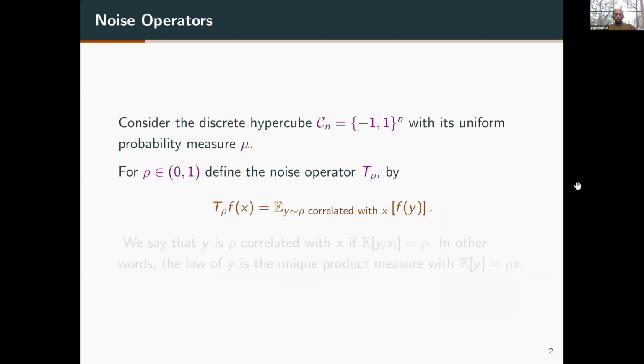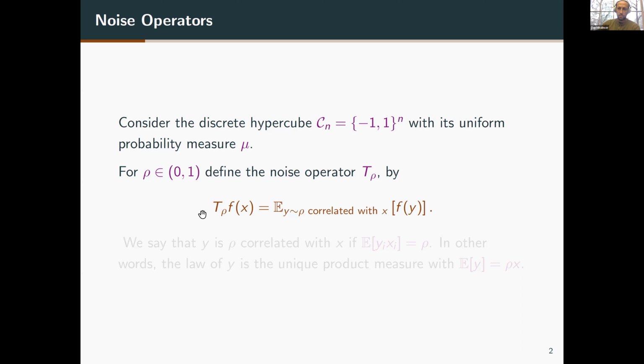Okay, so to start from the beginning, to define noise stability, I'll start by defining the noise operators. Throughout, we will work on the discrete cube, denoted by fancy C, and mu will be the probability measure of it. For a given noise level rho, a number between 0 and 1, we define the noise operator T, which acts on functions on the cube.